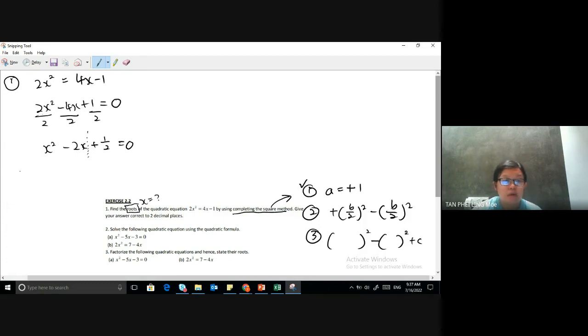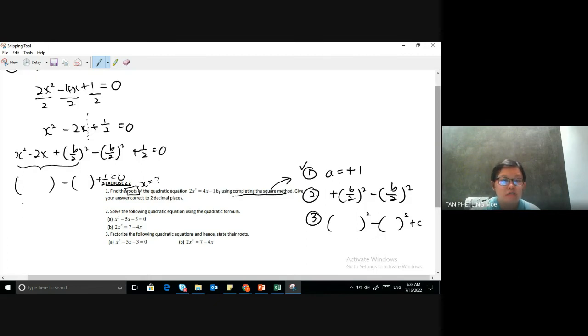So x squared minus 2x, I copy back. Then at this dotted line here, I will add b over 2 squared minus b over 2 squared. Then plus half, continue. Is that okay? So now the first 3 terms, remember, they are with the square. The first 3 terms, I'm going to put into a big bracket, then minus a small bracket, plus half equals 0.